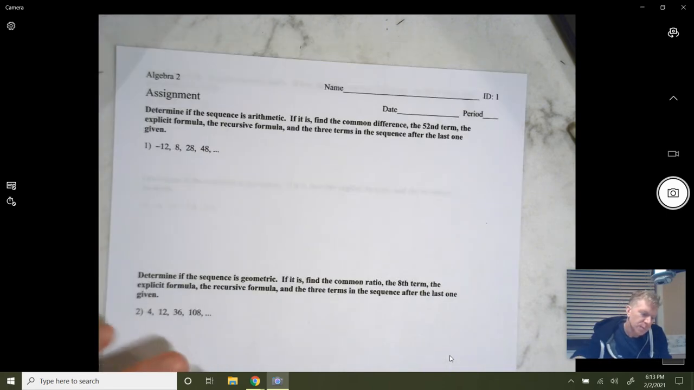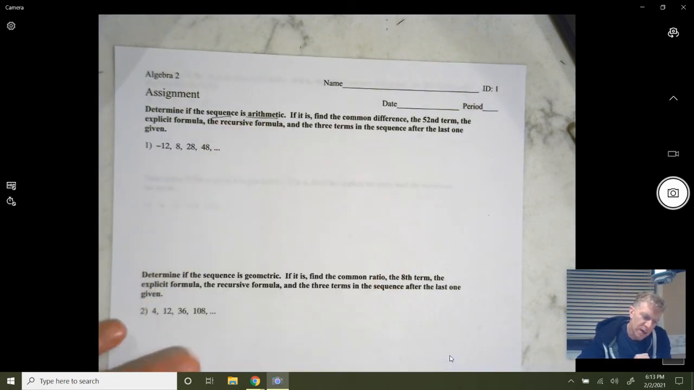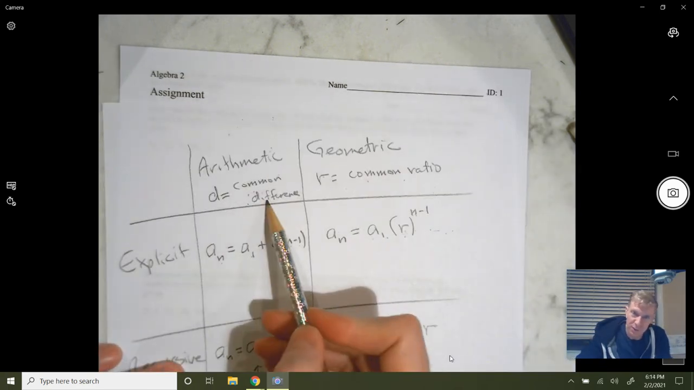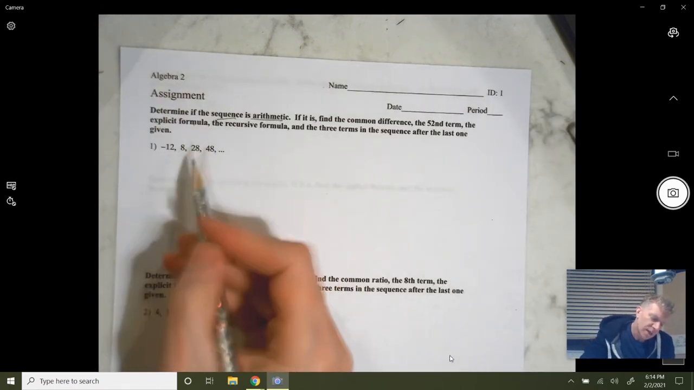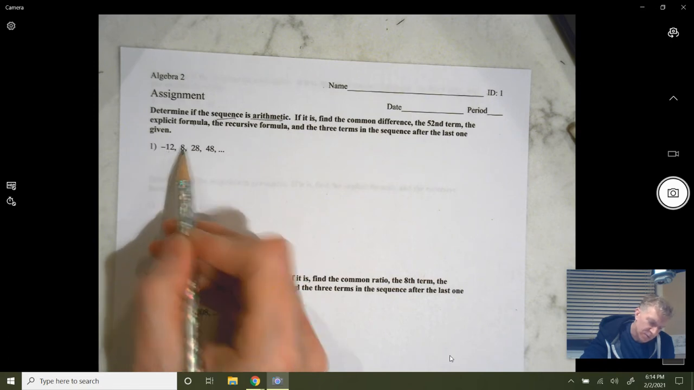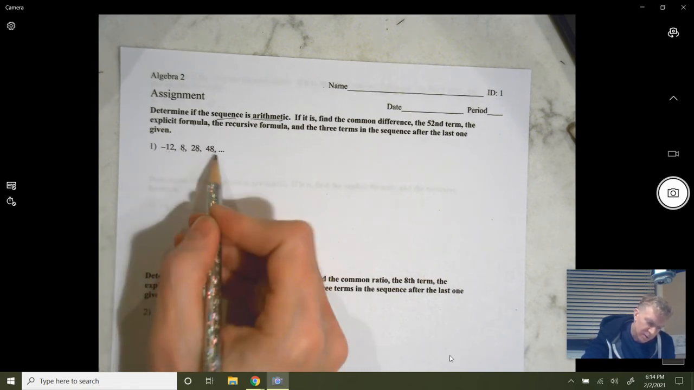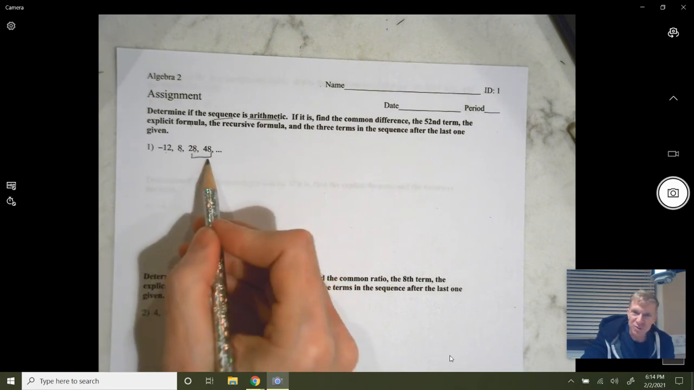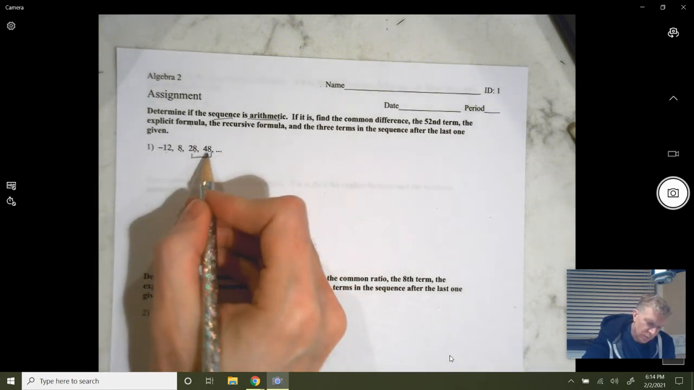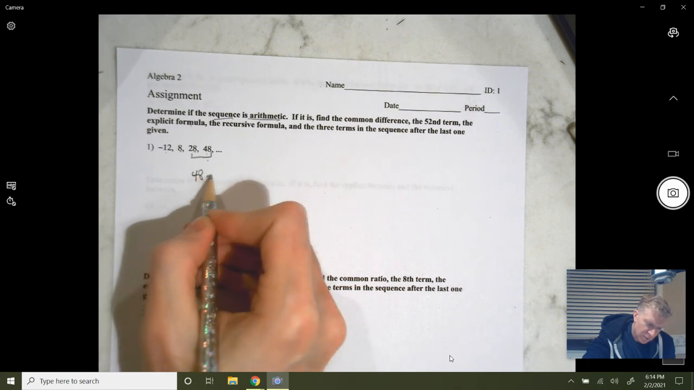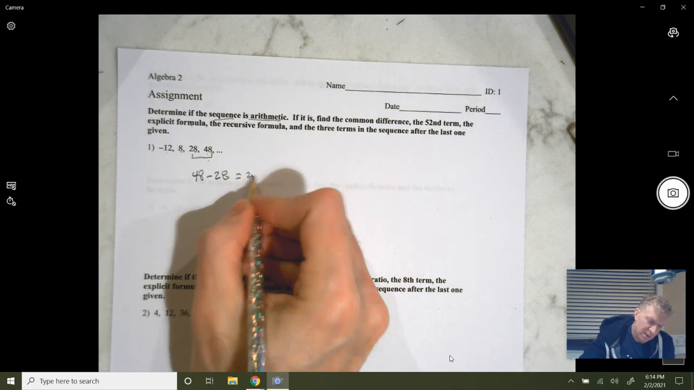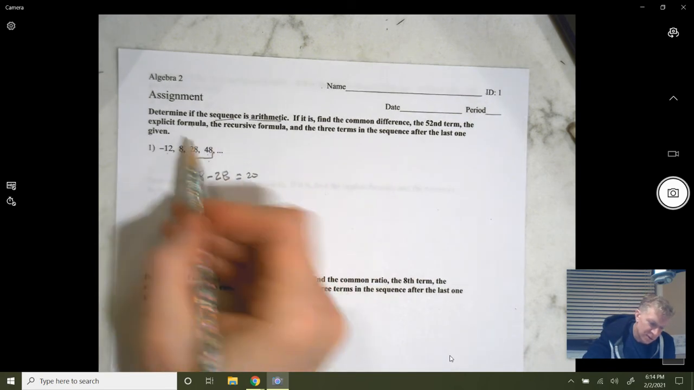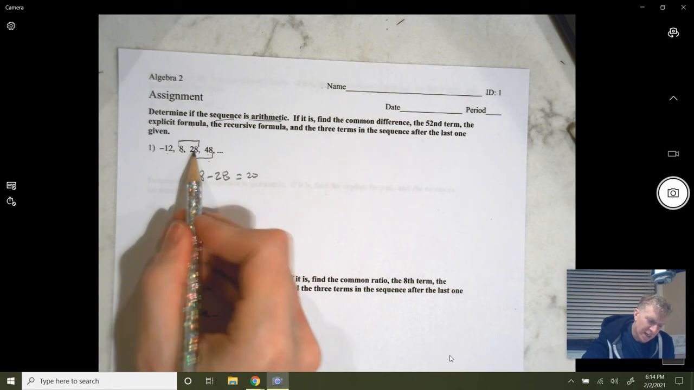Okay, so determine if the sequence is arithmetic. Well, we know it's arithmetic if it has a common difference, if we're adding the same amount each time. So let's check. Let's subtract our terms. Are we adding the same amount from here to here as we do from here to here? I'm going to start with these two. The difference is 48 minus 28, which gives you 20. Let's see if that's the same difference if we chose these two terms that are next to each other. 28 minus 8.